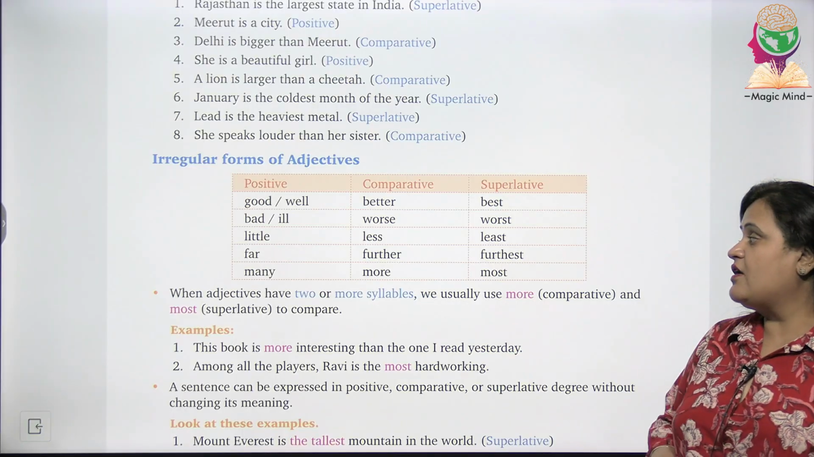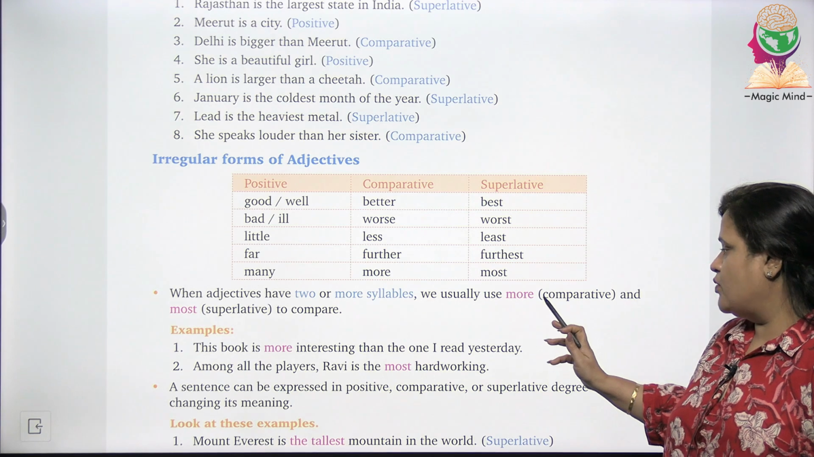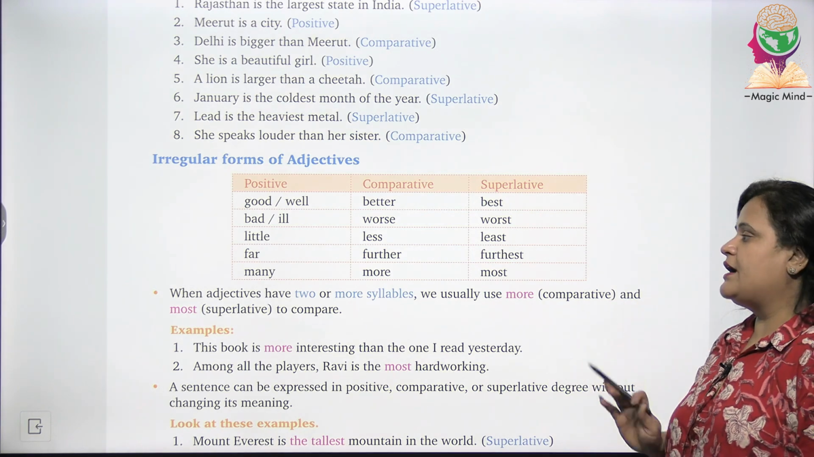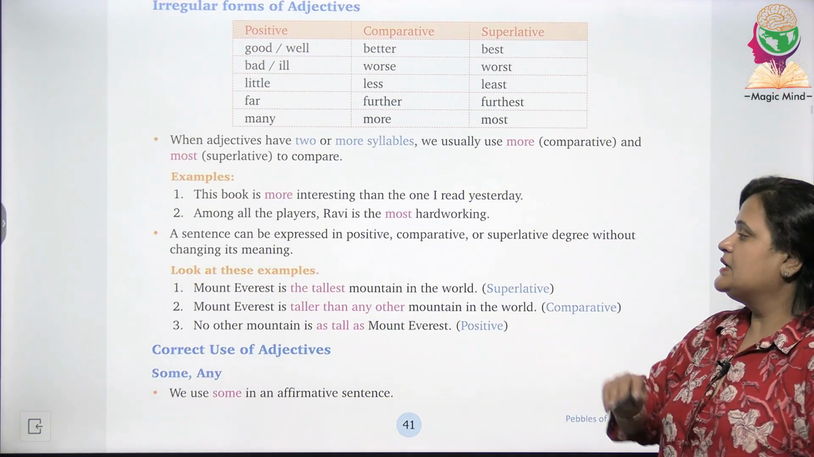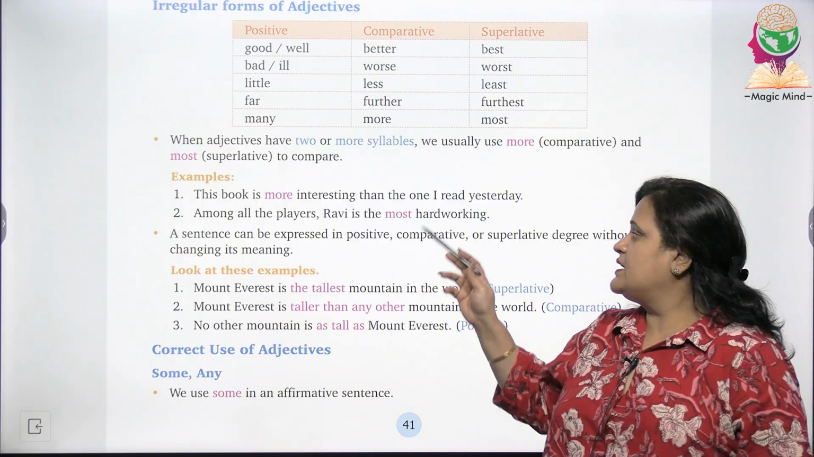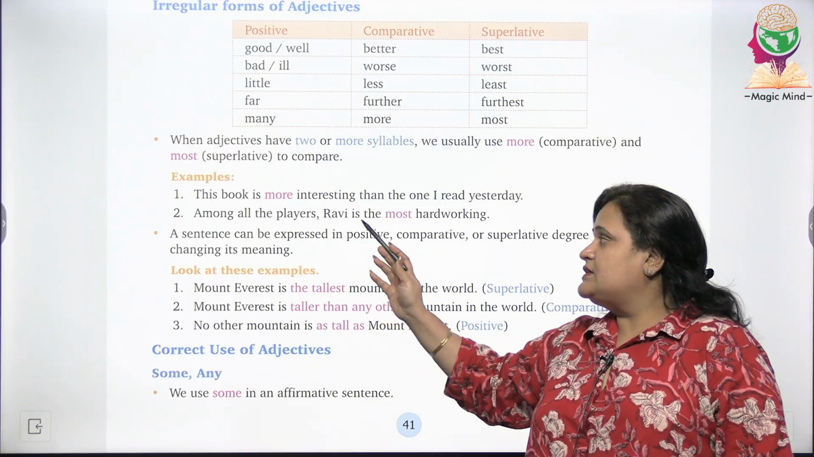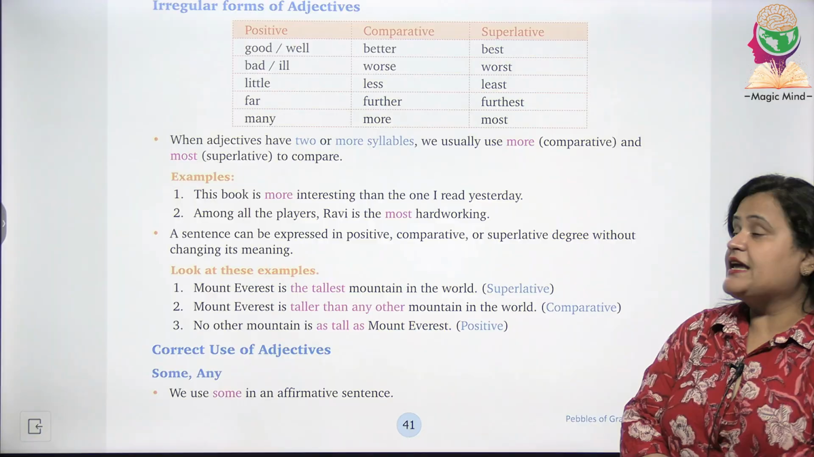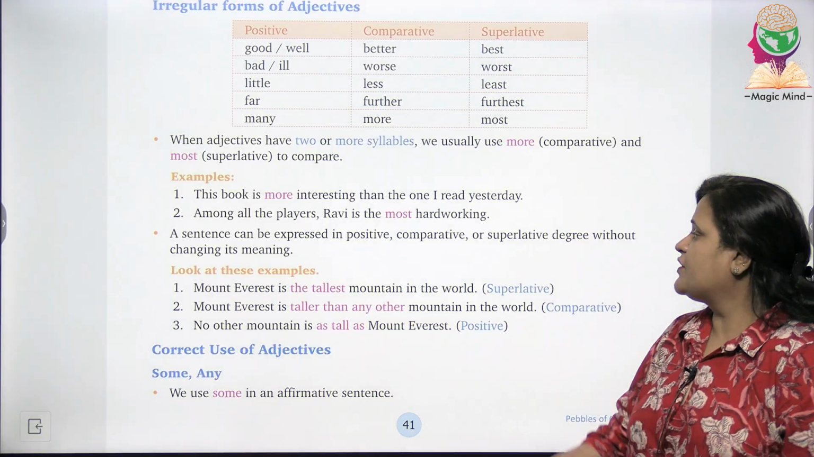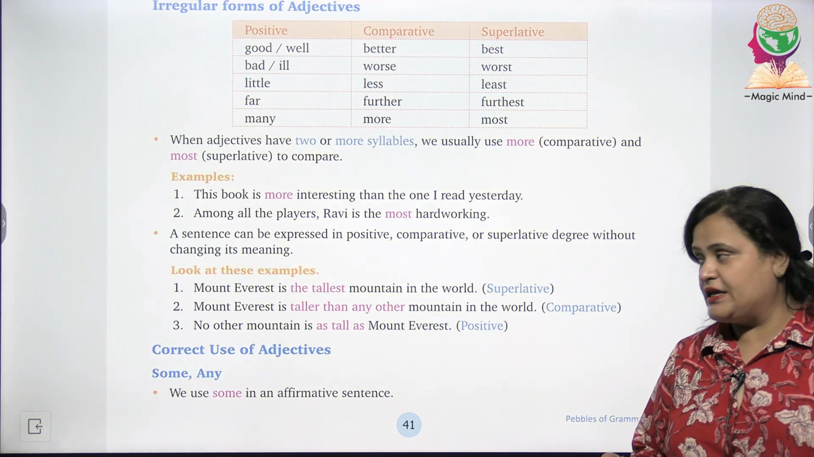When adjectives have two or more syllables, we usually use more for comparative and most for superlative to compare. Examples: this book is more interesting than the one I read yesterday. Among all the players, Ravi is the most hardworking. Okay? A sentence can be expressed in positive, comparative or superlative degree without changing its meaning.